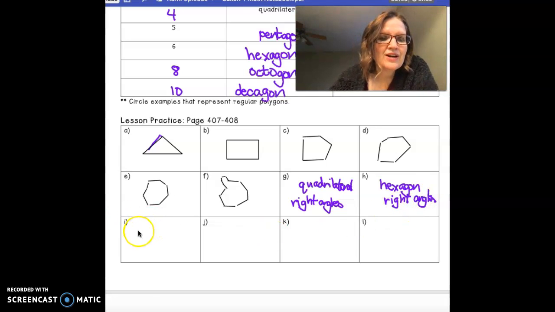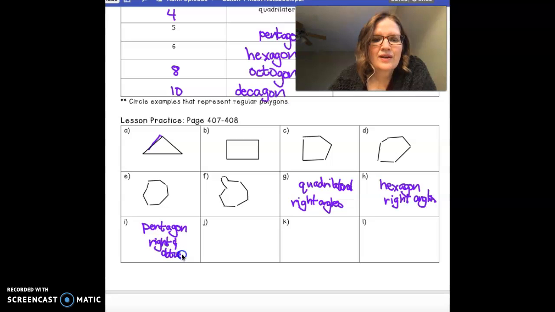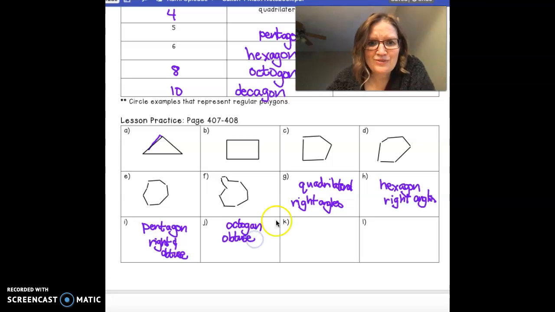Our picture for letter I is a pentagon. Looks kind of like a baseball mat pentagon, and it has right and obtuse angles. Finally, on J, we have an octagon, and it has obtuse angles. Don't you just love that octagon and how beautifully they were able to create that?